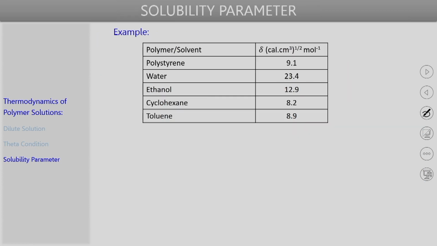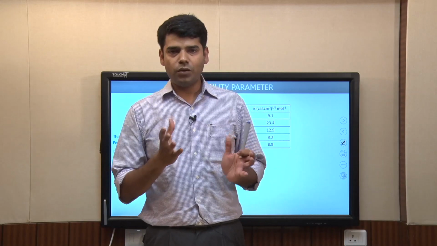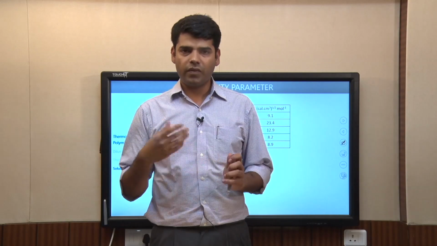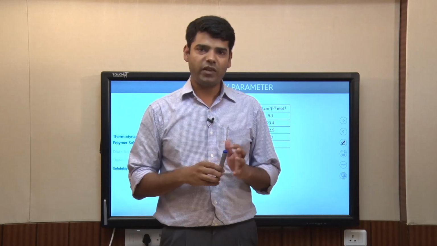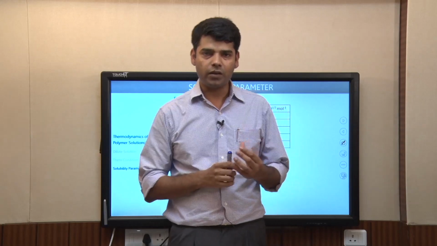Now, let us see how this solubility parameter is useful in predicting the solubility of a polymer in a solvent. If we recall the expression for the delta H of mixing, the Hildebrand expression, which was Vm multiplied by phi 1 phi 2 multiplied by delta 1 minus delta 2 square, the minimum value that expression can have is 0, it cannot be negative, and that minimum value will be attained when delta 1 is equal to delta 2.